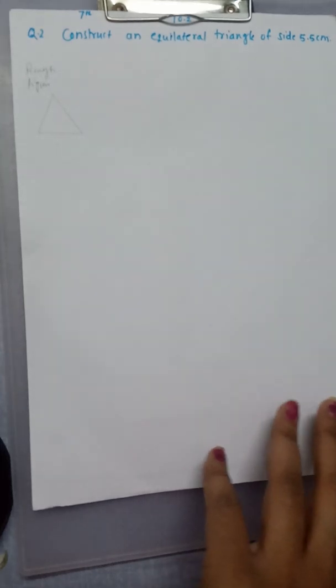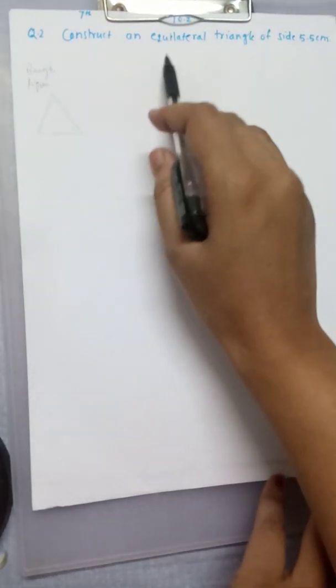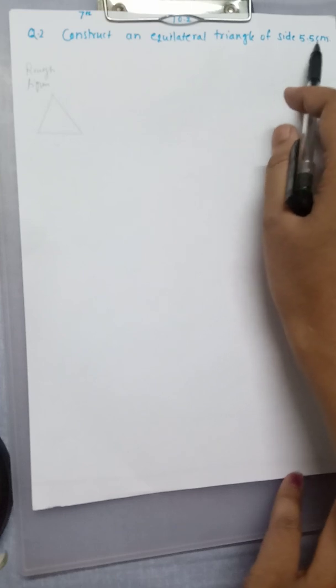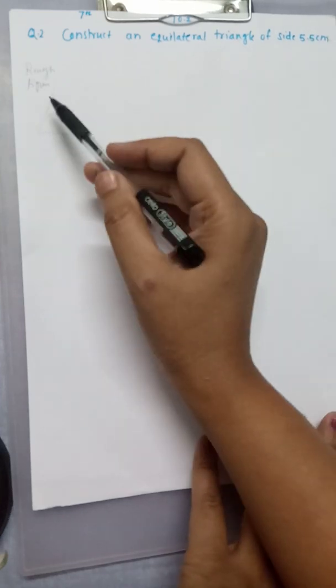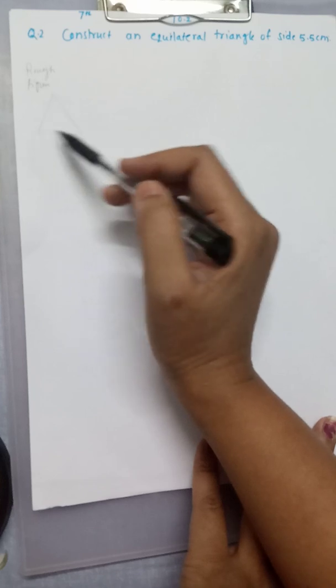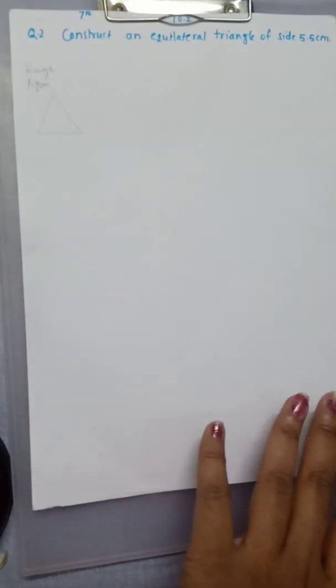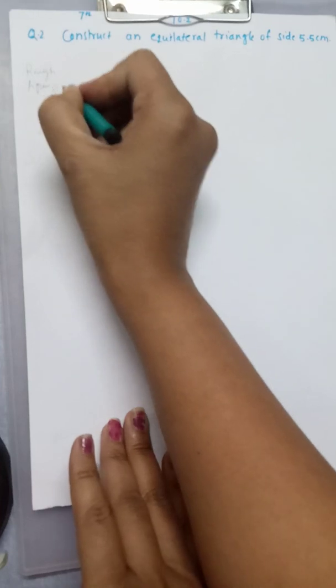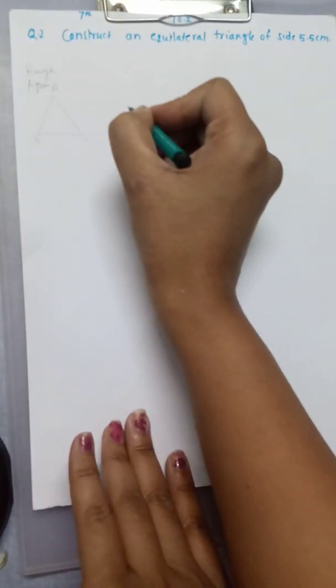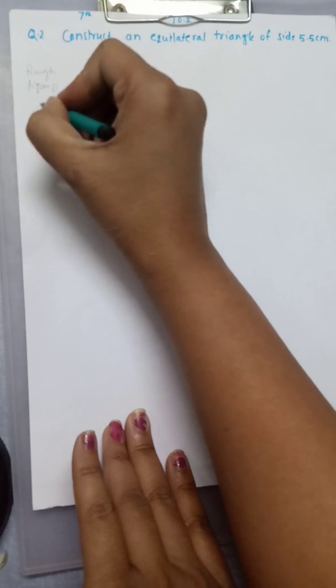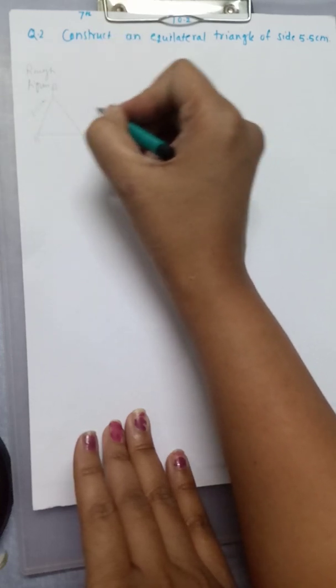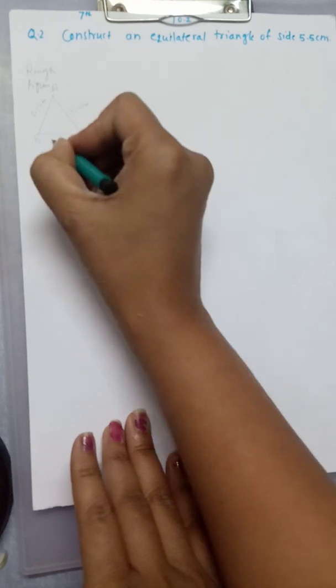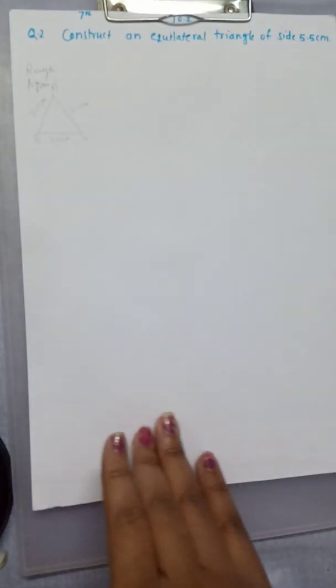See, question number two is: construct an equilateral triangle of side 5.5 centimeter. For that we can draw one rough figure like this way, and we can give any names. I can give names A, B and C. So AB we will take 5.5. Since all sides of an equilateral triangle are equal, all sides we can take 5.5 centimeter. Now we will start constructing.